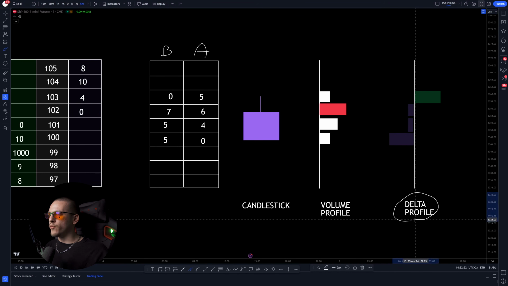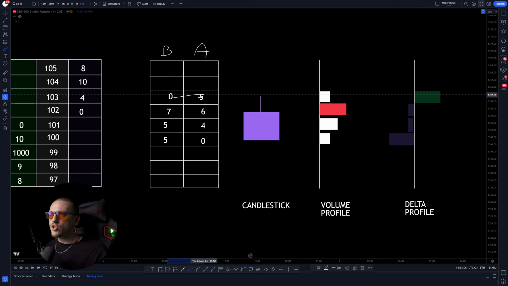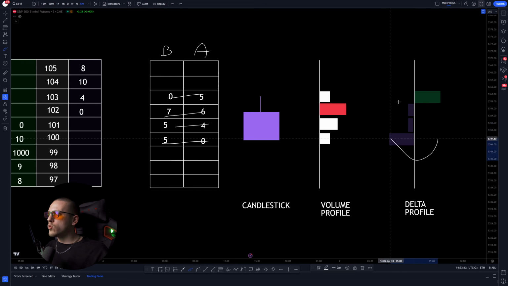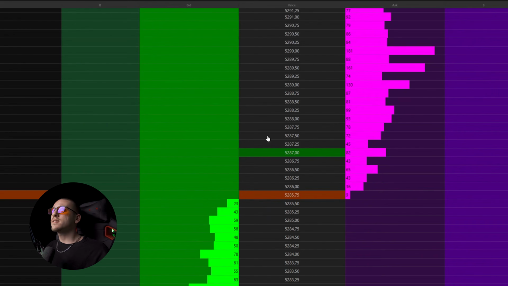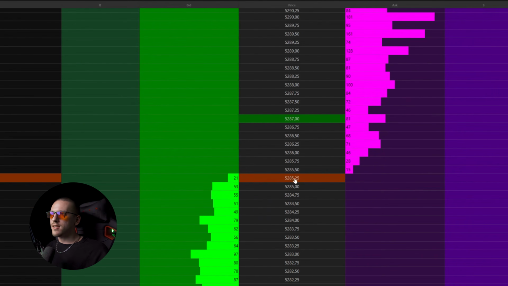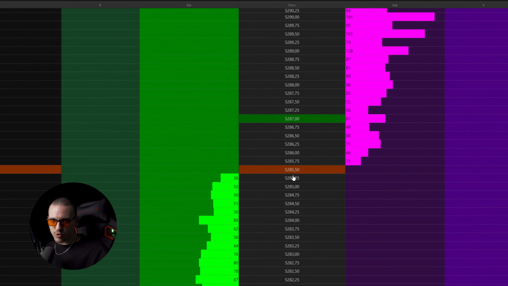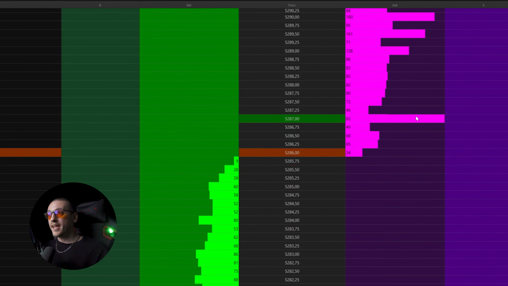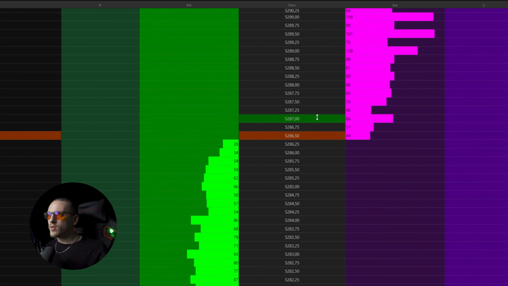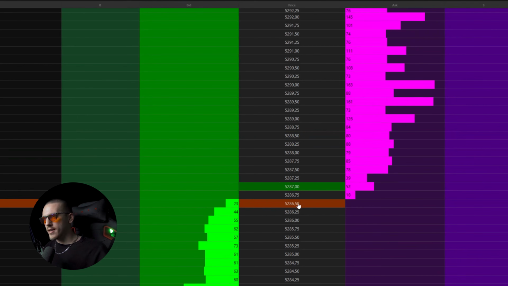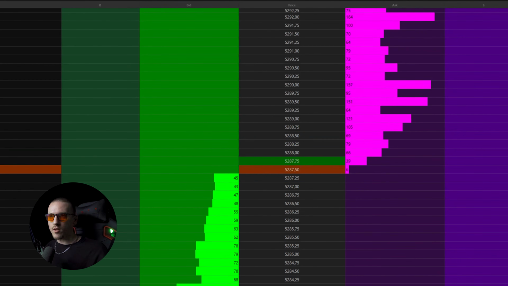So the delta profile is simply showing us in each of the individual levels who was more aggressive at the end of the day. Now this is an actual order book, and as you can see, it's way faster than the one I drew for you. And all these contracts that you see here are not going to stay there forever. They can be put there, they can be withdrawn. So this is not necessarily the best way or the most effective way to look at the order book.